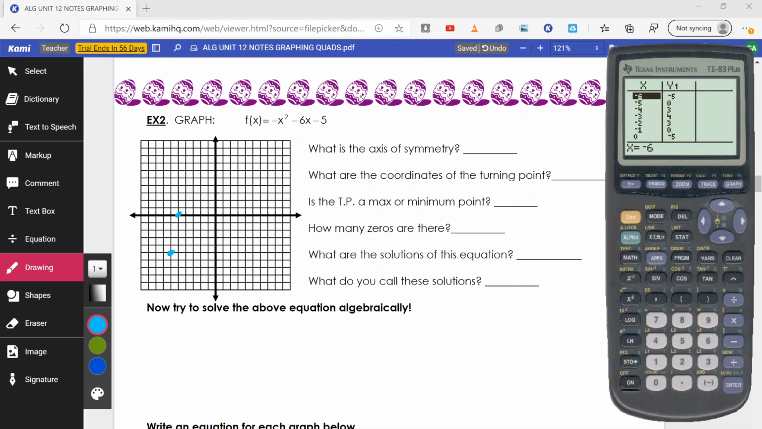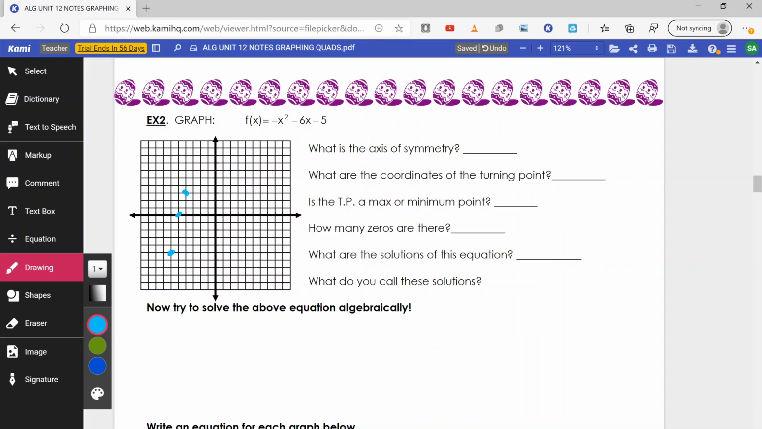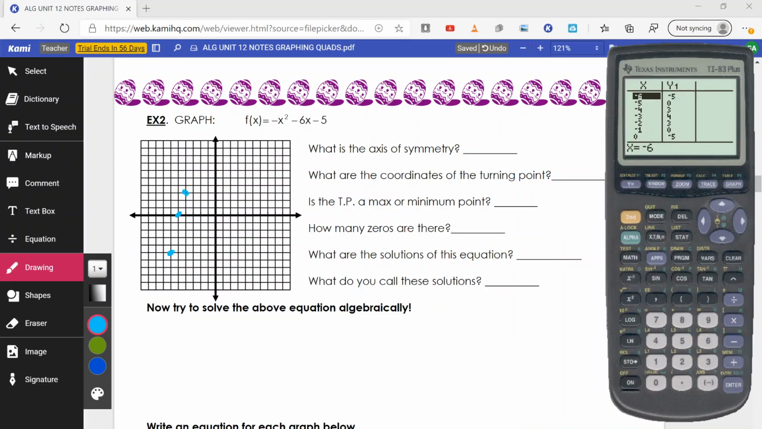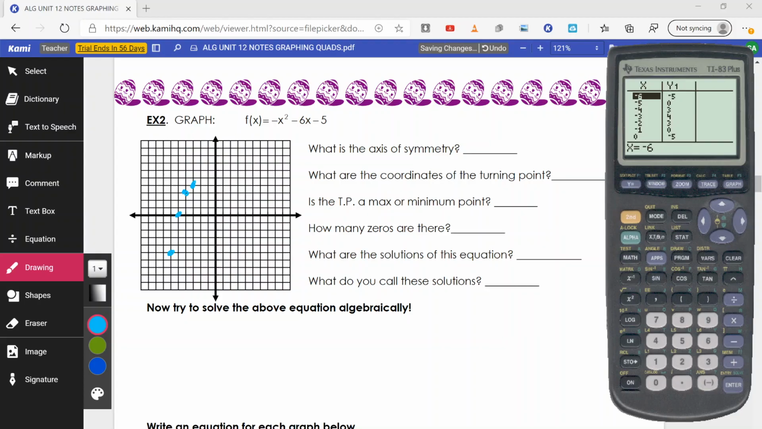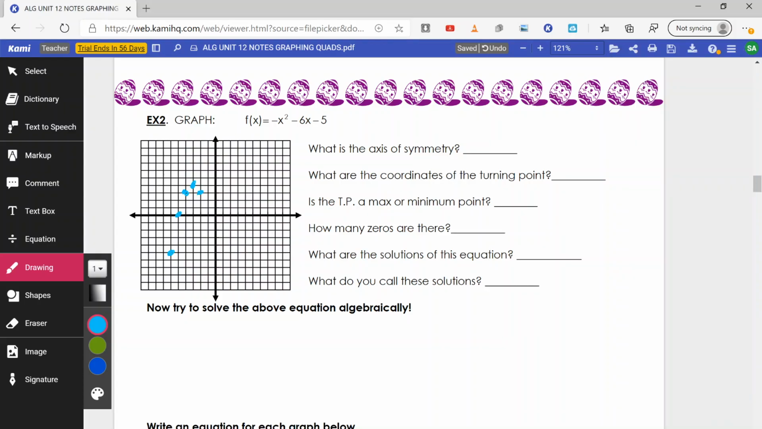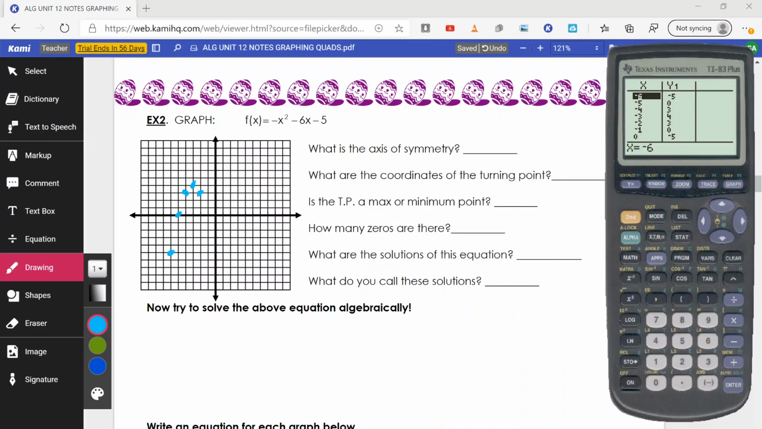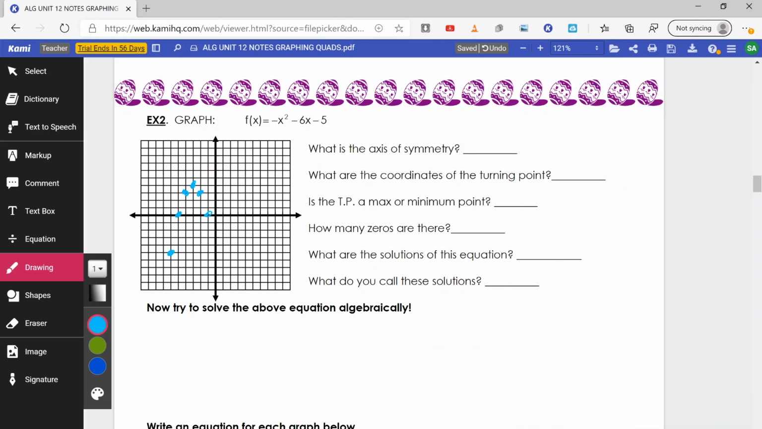Negative 4, 3. So back 4, up 3. Negative 3, 4, back 3, up 4. Negative 2, 3, so back 2, up 3. And notice we're starting to come back down around. Negative 1, 0. And 0, negative 5.